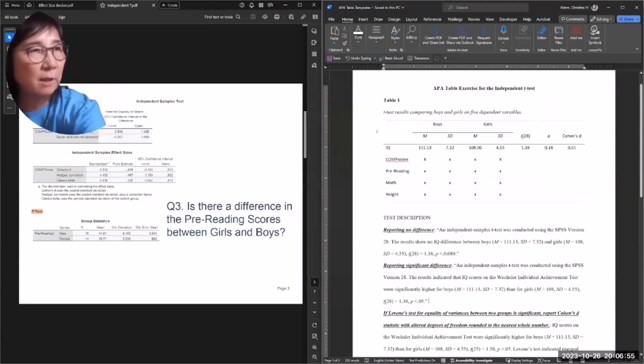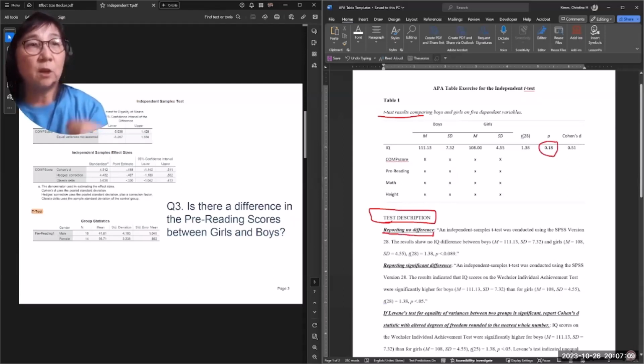So this is the t-test table. Now you have to describe reporting no difference. Here, the p-value is bigger than 0.05, so you have to report there is no difference. This is the way that you will write. An independent sample t-test was conducted using SPSS version 28.